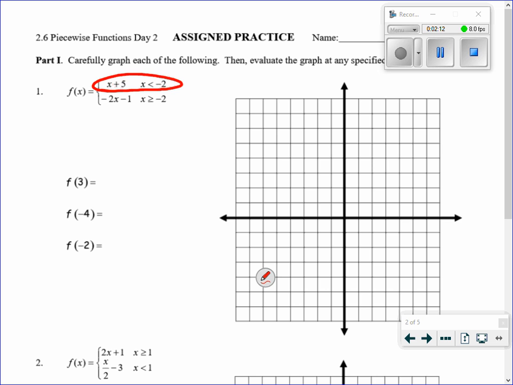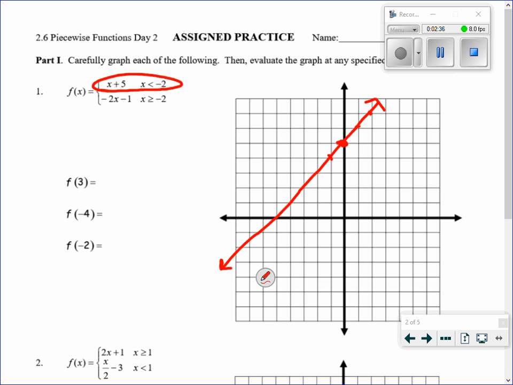How would I graph that? Well, where would I start? What would you start with, Luke? So you'd start at 0, 5. Yeah, your y-intercept of 5. And then your slope is what? Slope is 1. So here I have a slope of 1 with a y-intercept of 5.